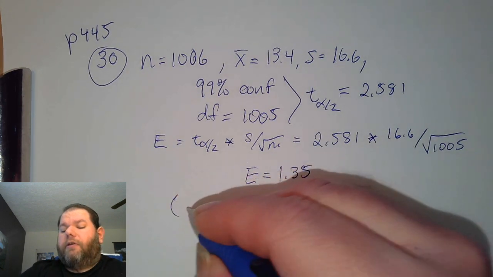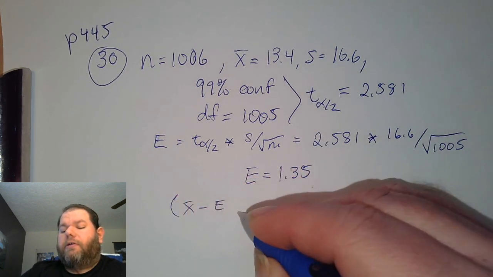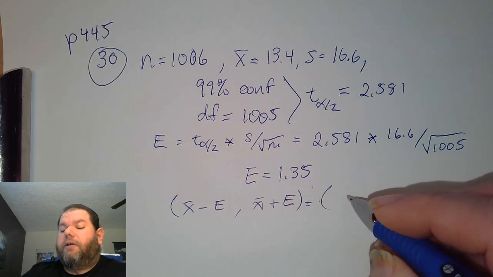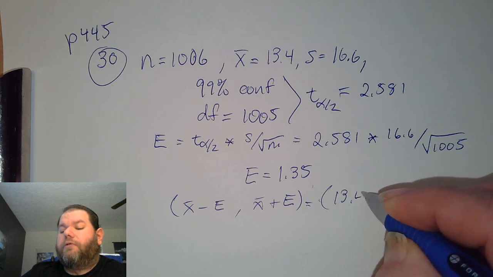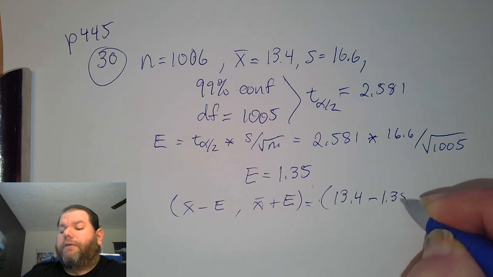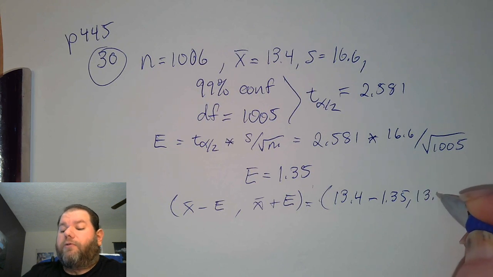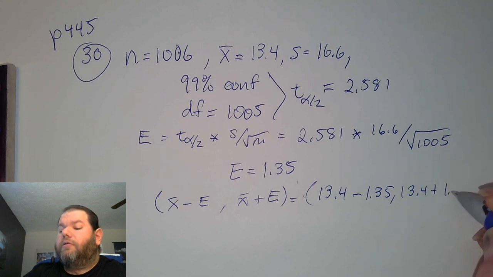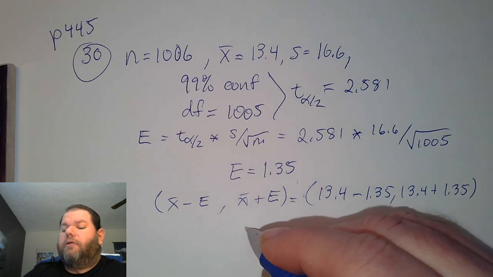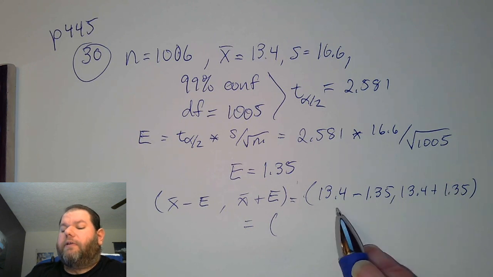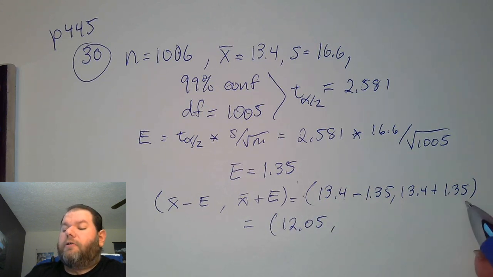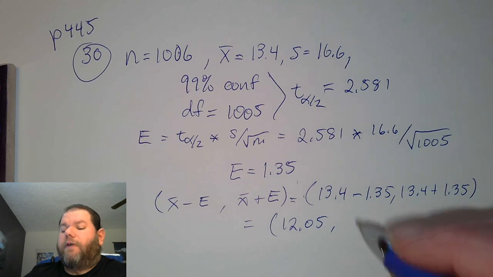Alright, so now we just need x bar minus E and x bar plus E. So that'll be 13.4 minus 1.35, comma, 13.4 plus 1.35. Which gives us, let's see, that would be 12.05, comma, 14.75.